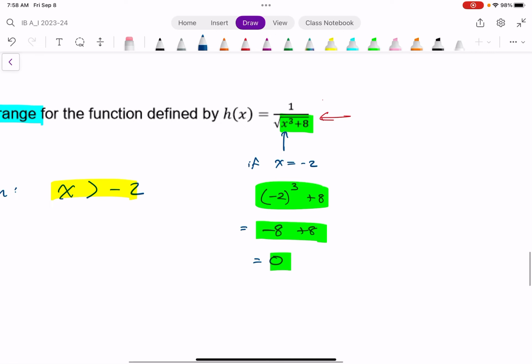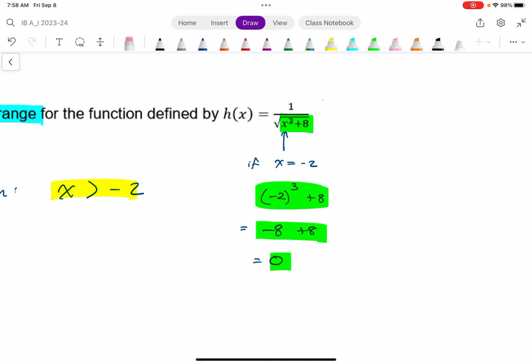The problem is then I have 1 divided by 0, and that's a problem. Division by 0 is undefined. I can't take 1 and break it up into 0 groups or groups of 0 size, right? Division by 0 is not defined. And that's why my graph doesn't actually exist at -2.